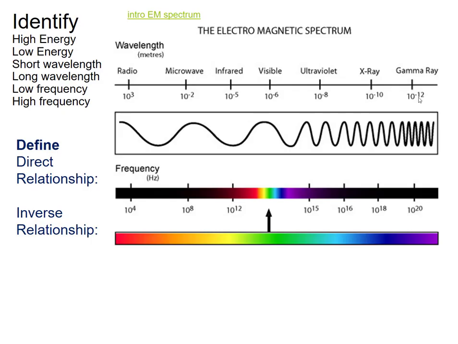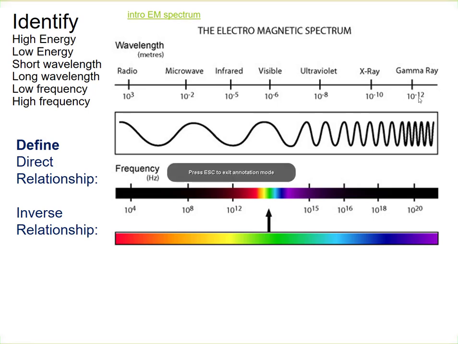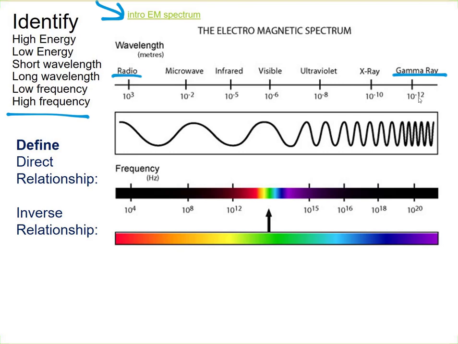So this is the electromagnetic spectrum. There is a video right here that I do want you to see, so that should be also in with this video. There should be a link. On this electromagnetic spectrum, I want you to identify high energy, low energy, short wavelength, long wavelength, low frequency, high frequency. Let's start with the first one, high versus low energy. So we have gamma rays on one end and radio waves on the other.